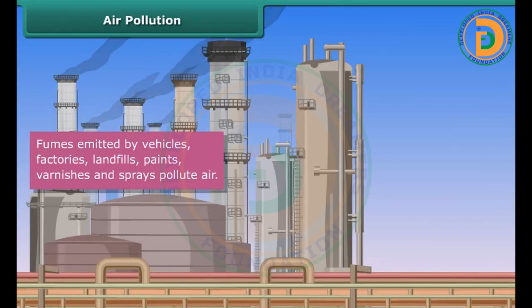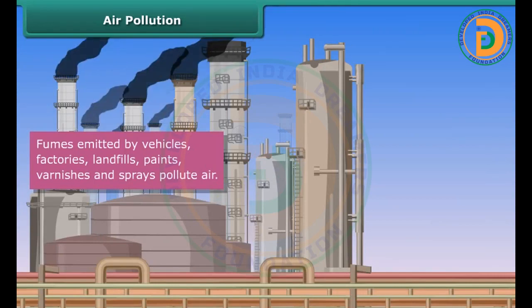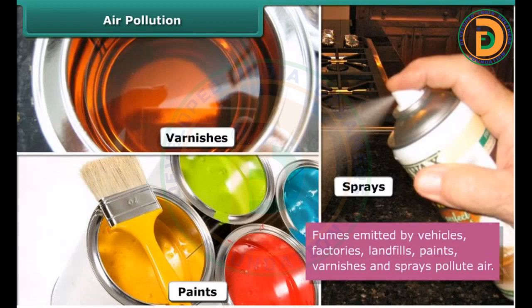Air is also polluted by the harmful chemicals emitted by factories. Paints, varnishes, and sprays contain chemicals that pollute air. Landfills where waste is deposited emit harmful gases that also pollute air.